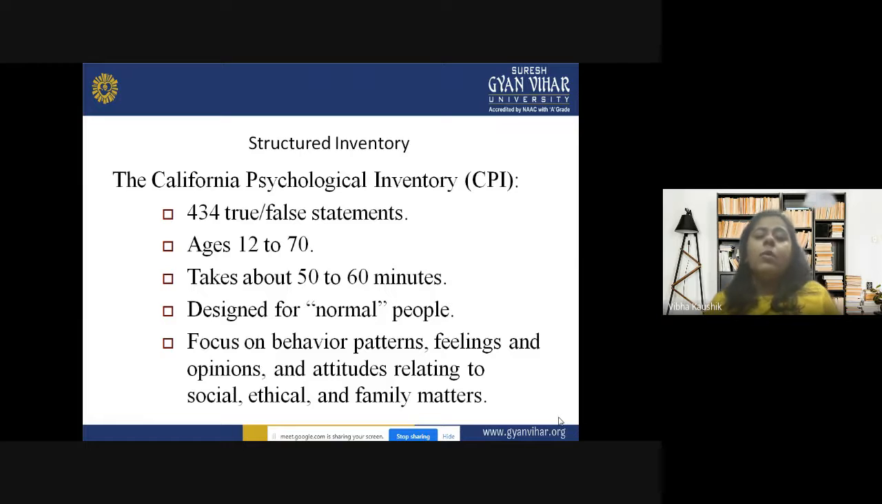Now, the third one is structured inventory, the California Psychological Inventory, CPI.